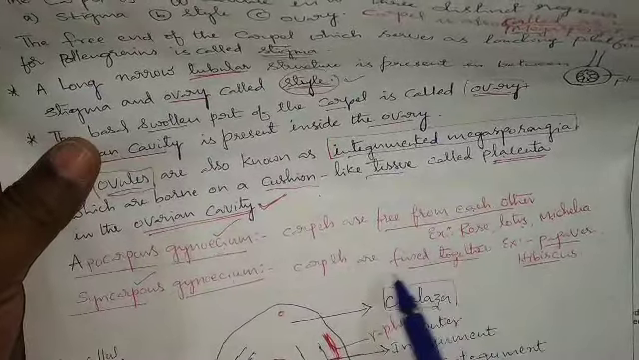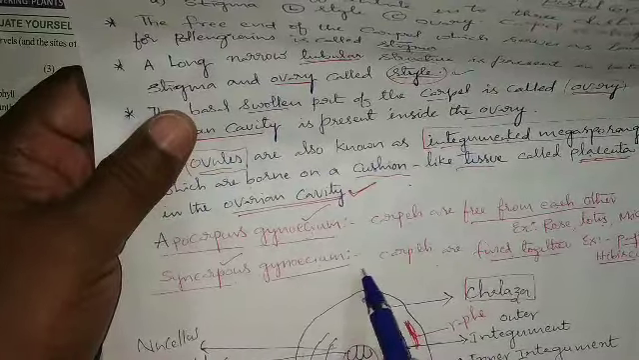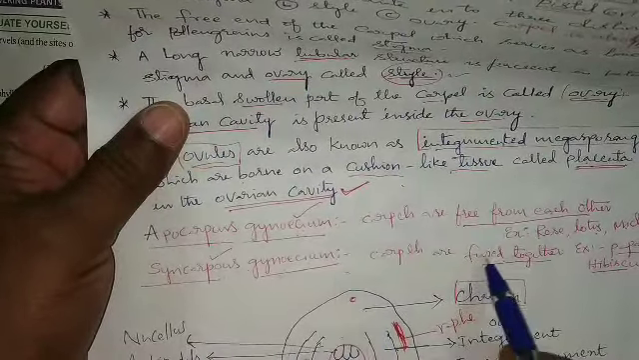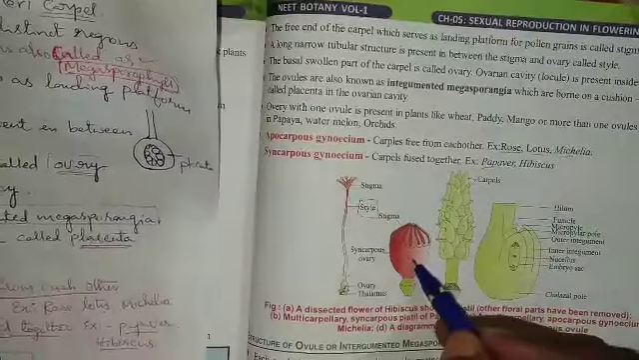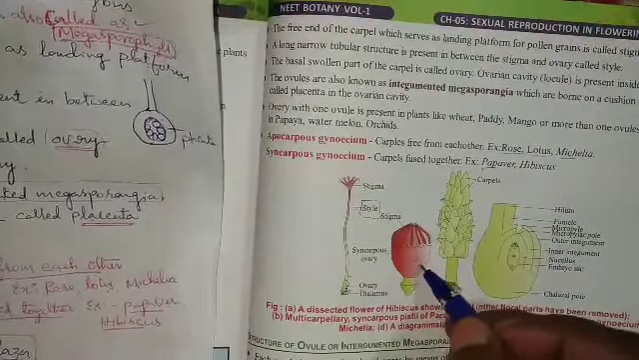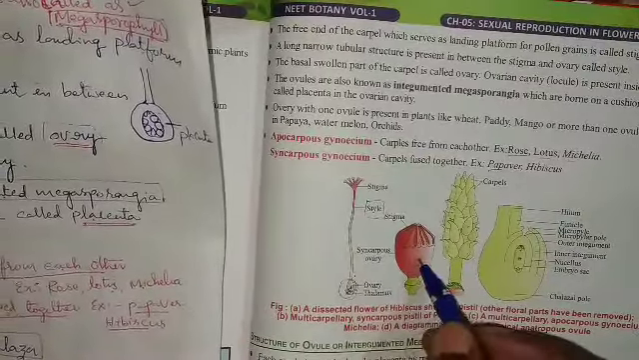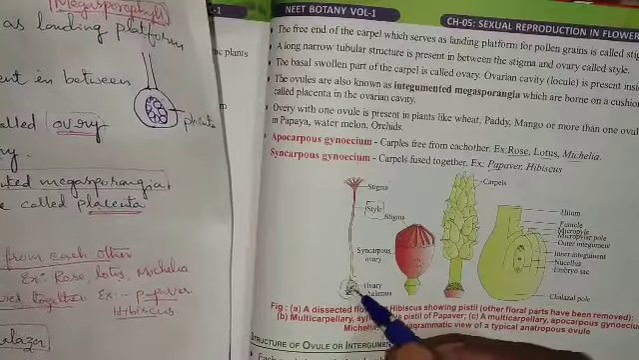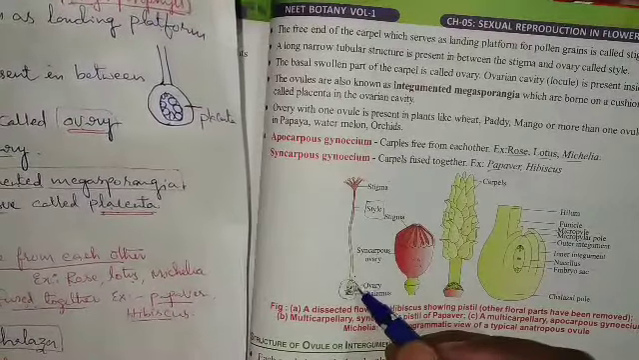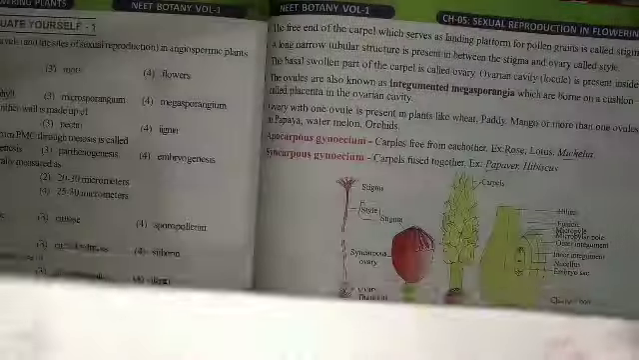If the carpels are fused together, that is called a syncarpous ovary. Examples are papaver and hibiscus, China rose. In China rose, the carpels are fused and together form one structure, called a syncarpous gynoecium.